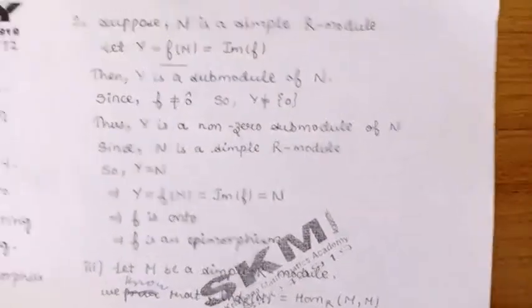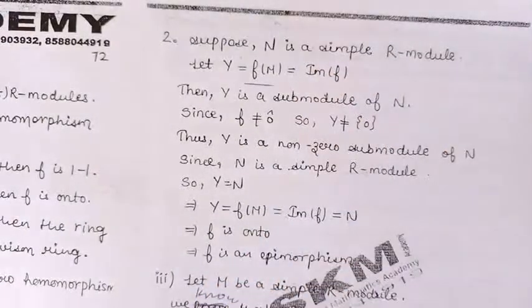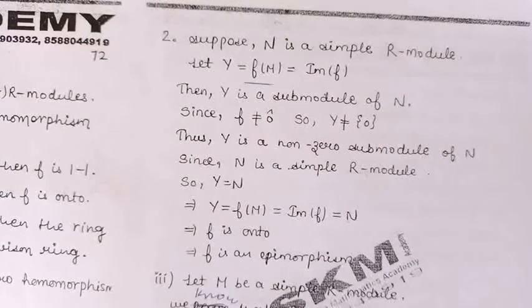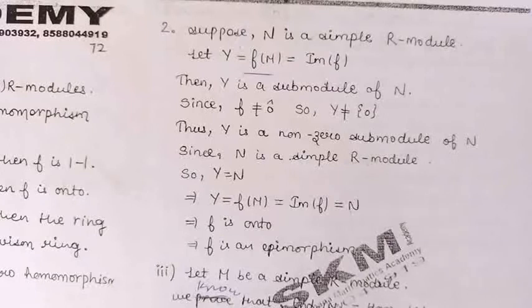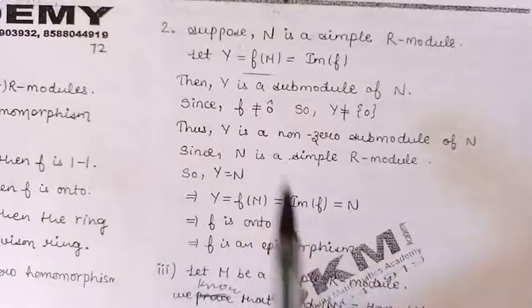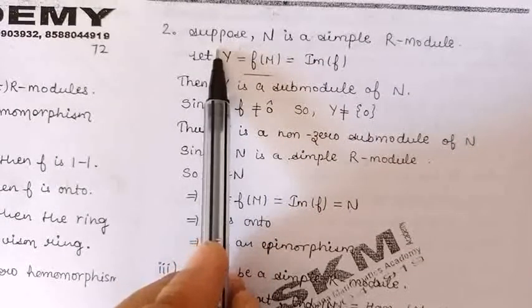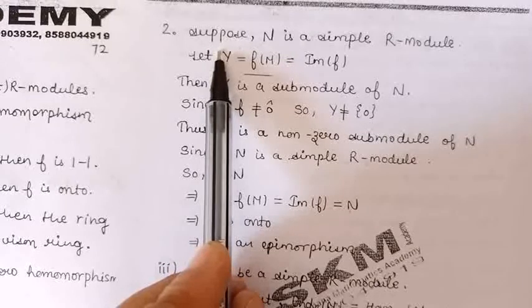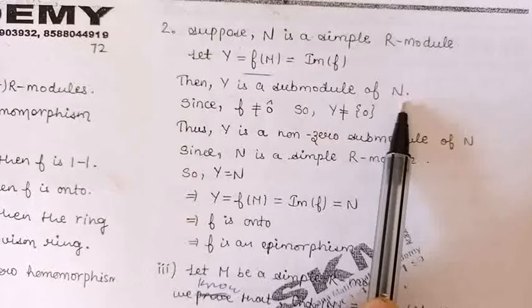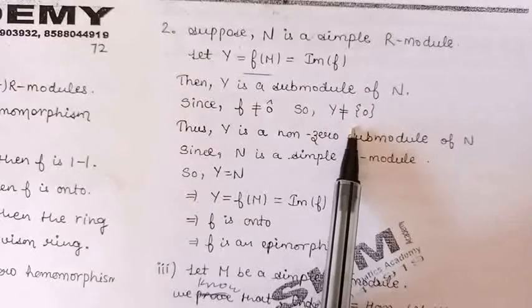Now we discuss the second part. In the second part, we are given that N is a simple R module, and we are to prove that f is an epimorphism, meaning f is onto. In order to prove that f is onto, we are to prove that the range of homomorphism f is equal to N. So let us take the range of mapping f, which we have denoted by Y. And by definition, the range of a homomorphism is a submodule of N. And here, because f is a non-zero homomorphism, Y will not be equal to the 0 module.